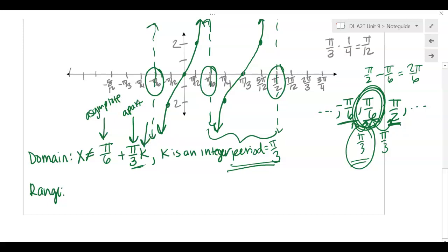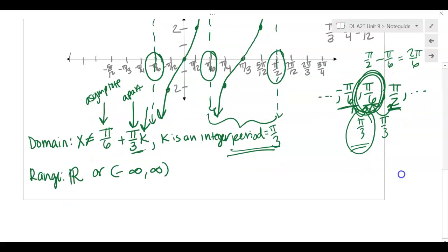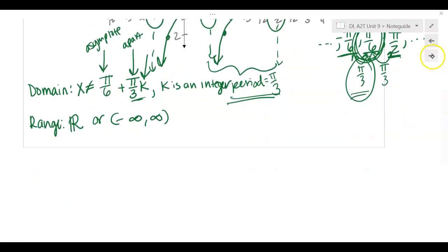And k is always an integer to account for using that pi over 3 one time or 2 times or 3 times in the negative or in the positive direction. And then our range here, because you see these branches go towards infinity and negative infinity, is all real numbers, or if you like to use the interval notation, negative infinity to infinity. So we're going to try one more tangent example.